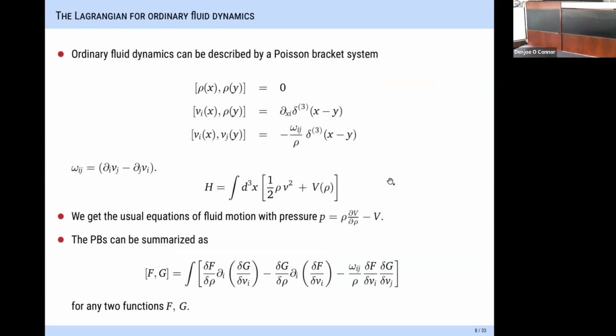Okay. So now let me mention, let's go back to ordinary fluid dynamics and ask, how does this connect to ordinary fluid dynamics? It has been known for a long time that fluid dynamics can be described by a Poisson bracket system, where the densities and the velocities obey these Poisson brackets, as I have described. Okay? And the Hamiltonian is given. So this Poisson bracket structure is equivalent to saying that for any two functionals of V and rho, the Poisson bracket can be written in this fashion. This last equation has the same content as these three equations.